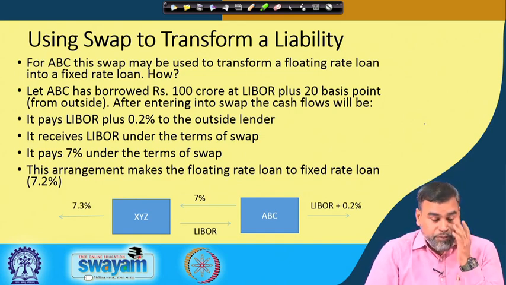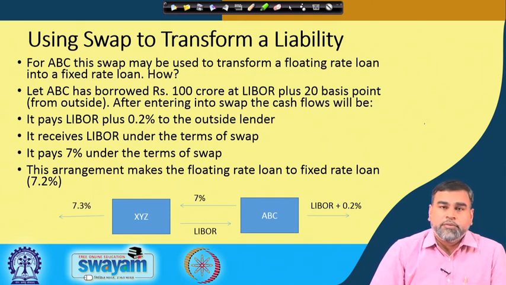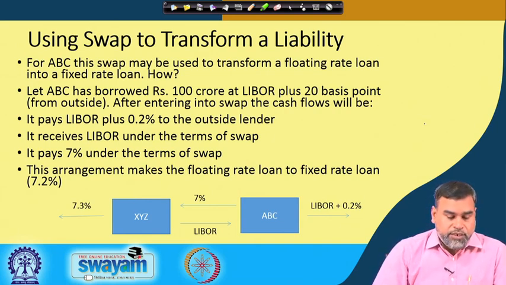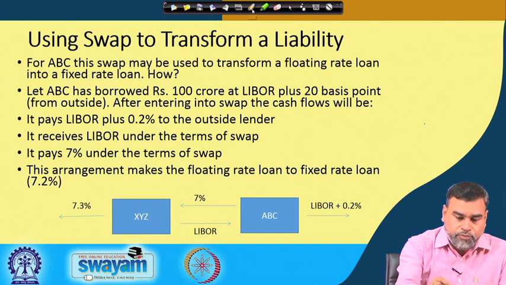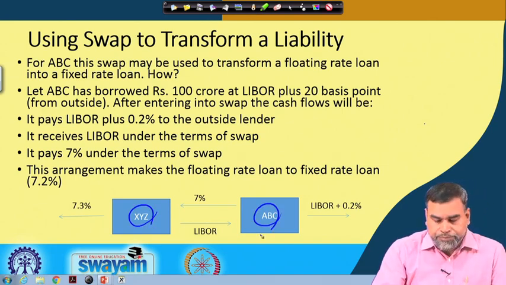Let the company ABC has borrowed 100 crore at LIBOR plus 20 basis points from outside, from any financial institution. They have a borrowed amount and their obligation is 600 crore, and that rate is LIBOR plus 20 basis points. So, after entering this cash flow, how is it converted? Let this be XYZ and this be your ABC. So, now what is happening?